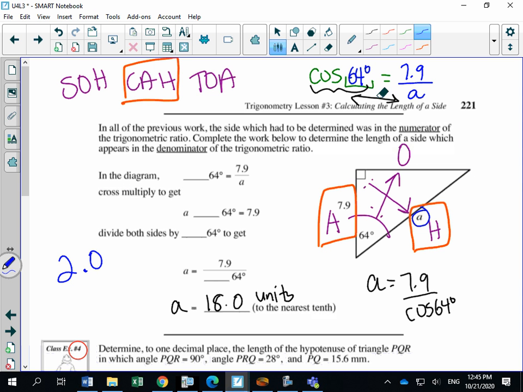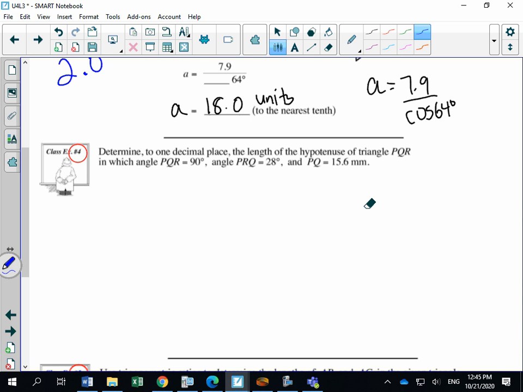Honestly, do this switch every time and you will never get it wrong. Okay, so let's do another one. We're going to be doing the exact same thing. The variable is going to be on the bottom. Okay, and then I'll see if that makes sense.